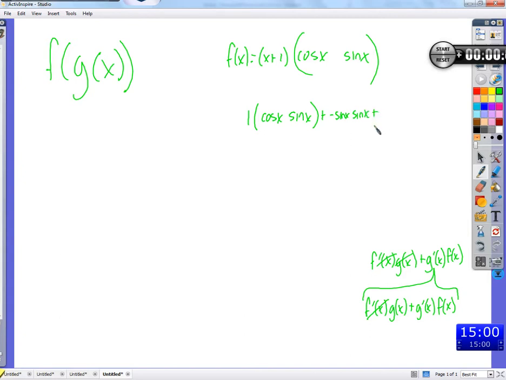Plus G prime is cosine, times F, which is cosine. Well, what was that? That was just that G prime. Right? That's just the derivative of that thing. Okay? That's all done. And now we need to use F, which is x plus 1.